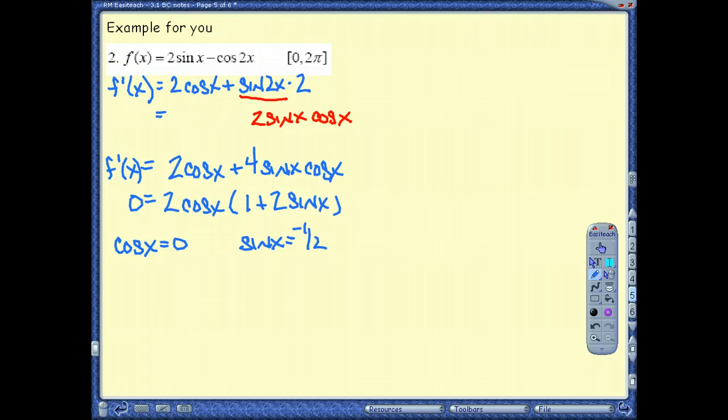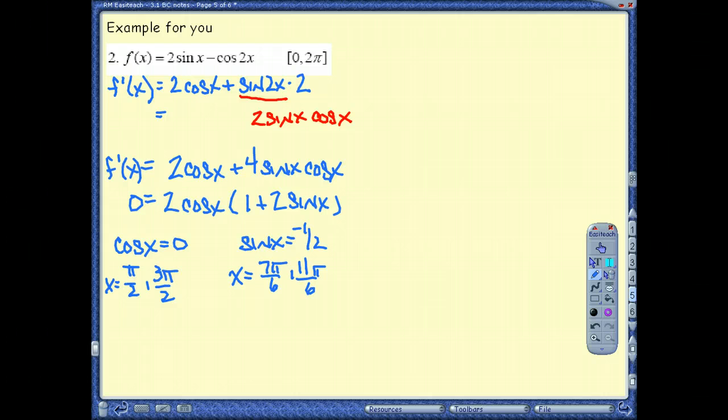Well, cosine of x is equal to 0 at pi over 2 and 3 pi over 2. We don't need to go any further because we are on a closed interval. We don't need to consider anything outside of that interval. Sine is negative in quadrants 3 and 4. You're looking for an angle that has a reference angle of pi over 6. So the angles we're looking for are 7 pi over 6 and 11 pi over 6.